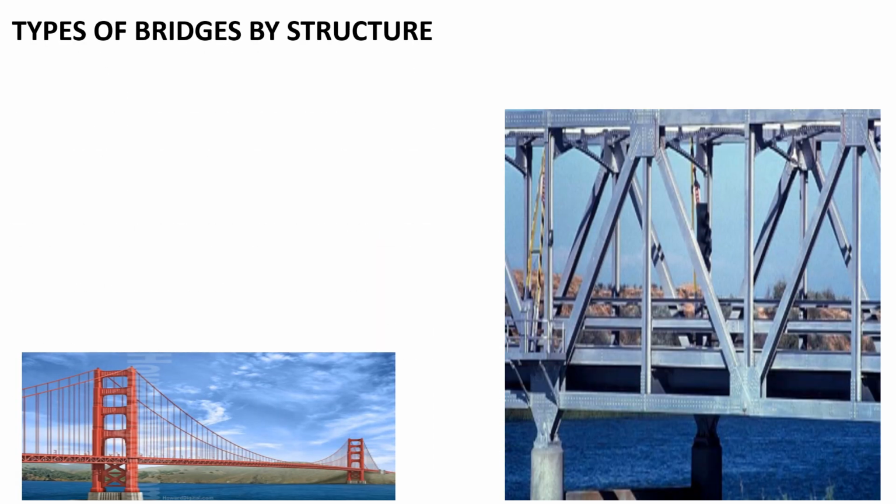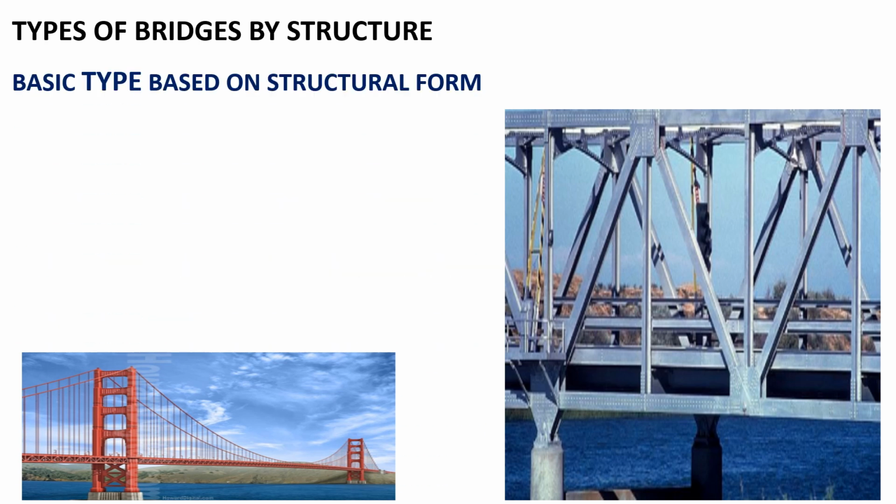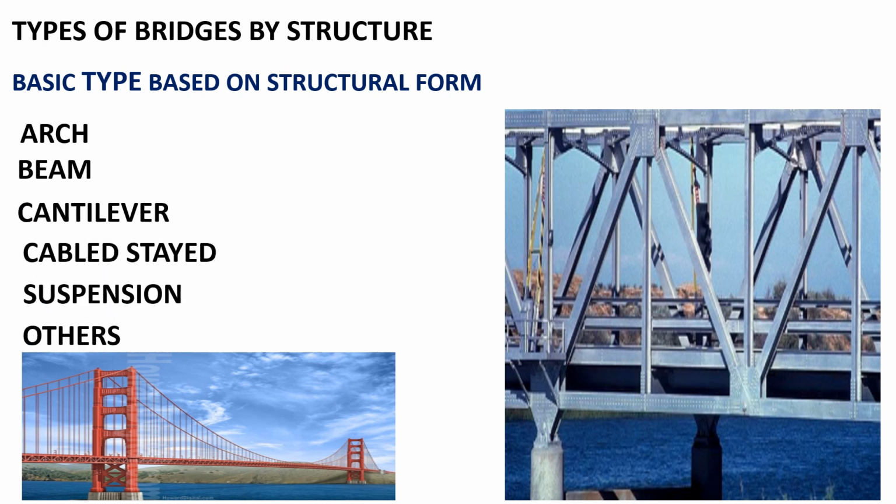Let us now proceed to the types of bridges by structure. The following are the basic types based on structural form of bridges: arc, beam, cantilever, cable stay, suspension, and others. Now, let us study each type of bridge by structure. First in the list, we have the arc bridge.